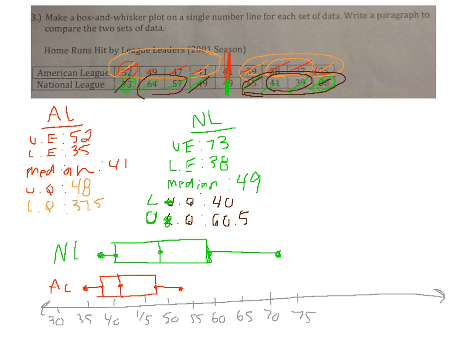The range of home runs is greater for the National League compared to the range of home runs for the American League. Those are just some things. There's other things you could say, but that's just a few right there.